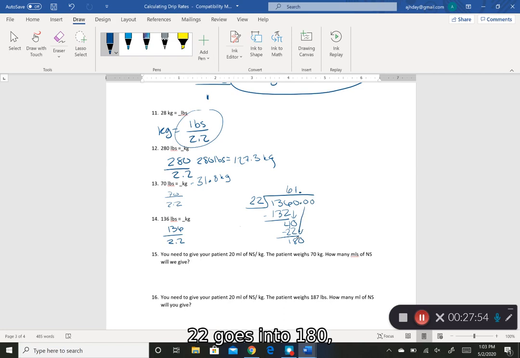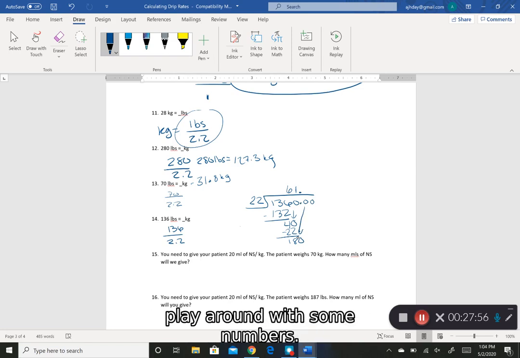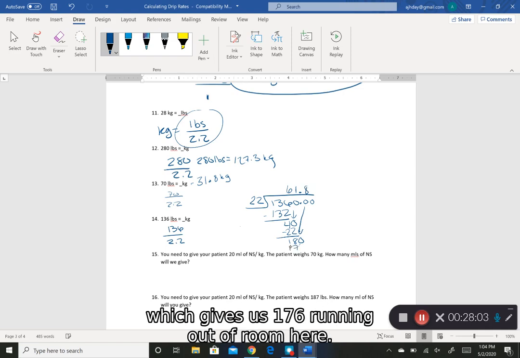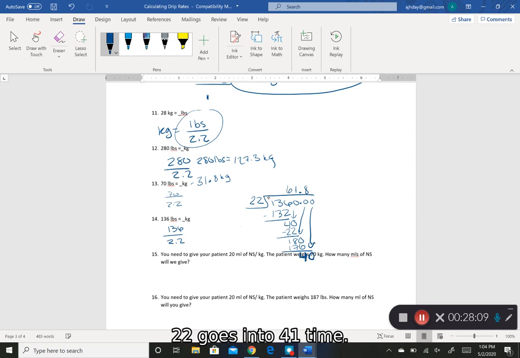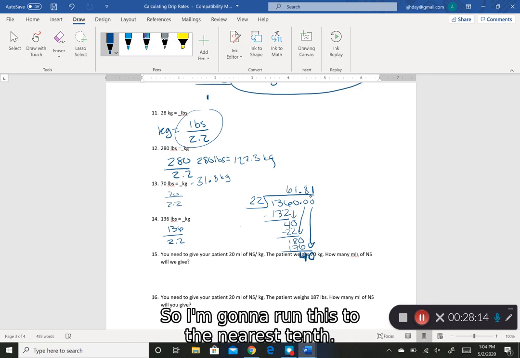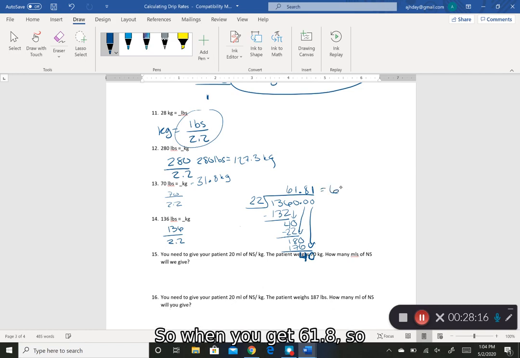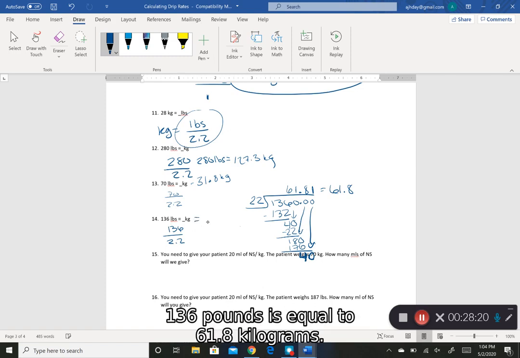22 goes into 180, and again, you're going to have to play around with some numbers, but it's going to go in 8 times, which gives us 176. Now we're running out of room here, so I'll try to make that bold. 22 goes into 40 1 time. So I'm going to round this to the nearest tenth. So I'm going to get 61.8. So 136 pounds is equal to 61.8 kilograms.